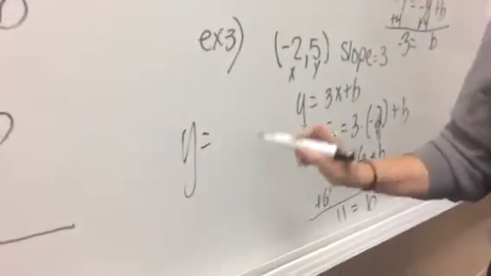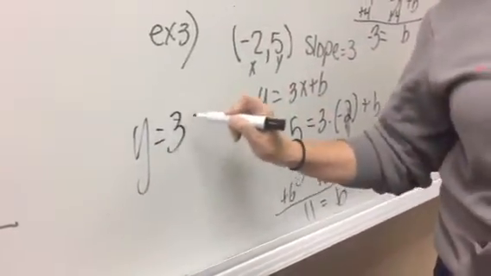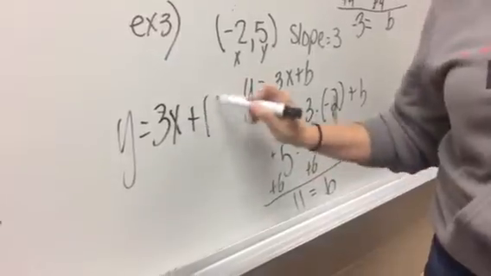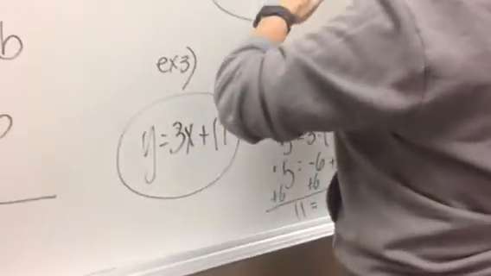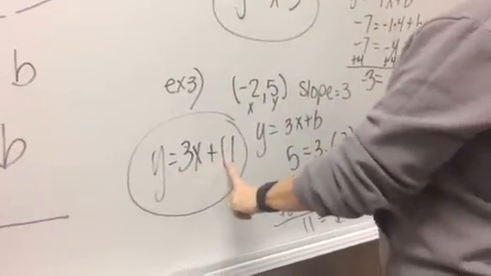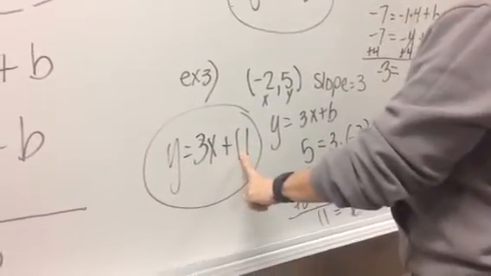All right, so I've got my slope is 3. Y equals mx plus b. M is 3. B is 11. That means this line has a positive slope slanting upward of 3 that crosses the y-axis at (0, 11).